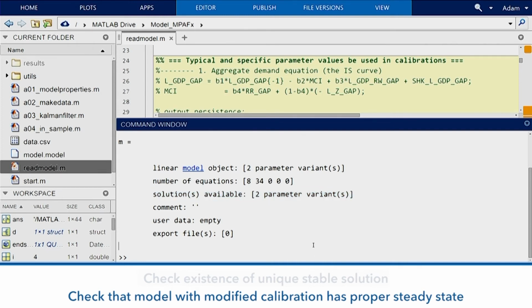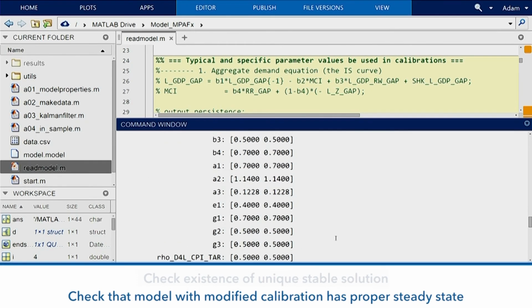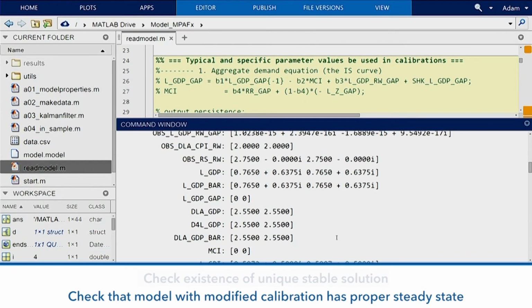To check that the model with modified calibration has the proper steady state, we can print out content of the variable MSS in the command window. There are now two steady-state values for each entry in the MSS. Each of these corresponds to one set of parameter values.